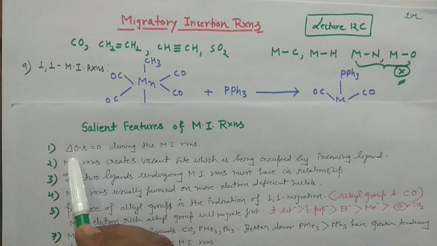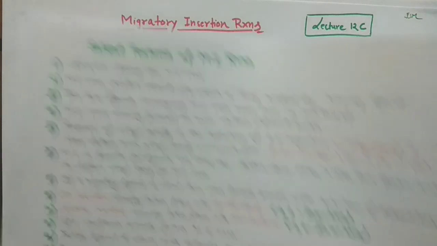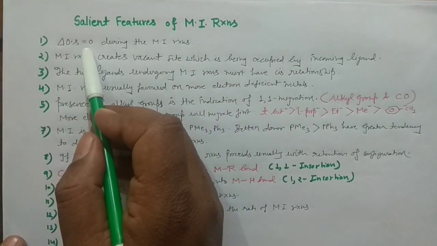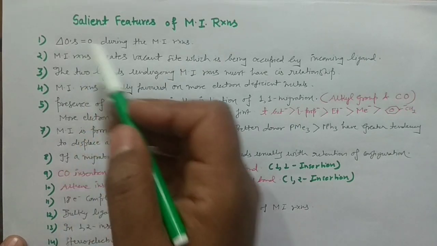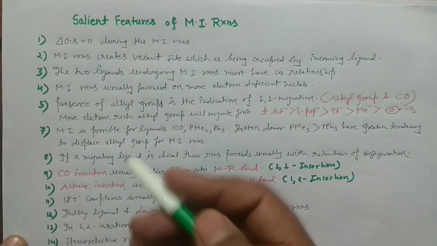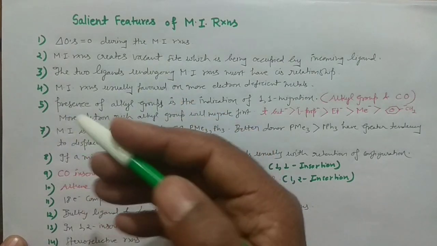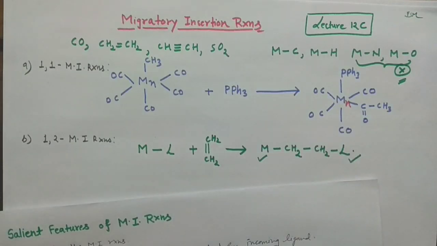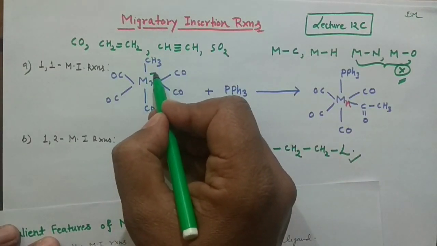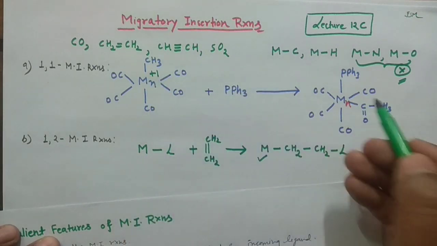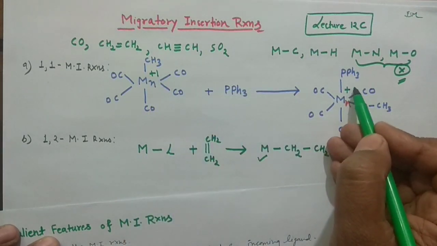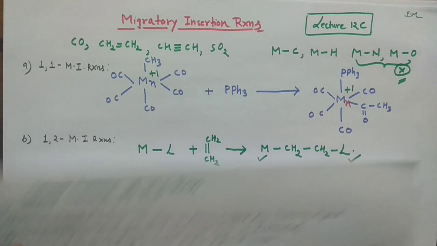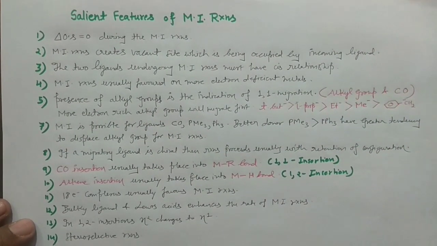So first of all, change in the oxidation state. Sorry, I should put my paper that way. Change in the oxidation state would be 0. Okay, so what is the meaning of that? Whenever the migratory insertion reaction takes place, the transition metal will have no change in the oxidation state. For example, in that case, you can observe manganese attached with the CH3 is in the +1 oxidation state, and when it forms this particular product, manganese will again have the same +1 oxidation state. So there is no change in the formal oxidation state of the metal during the migratory insertion reactions.